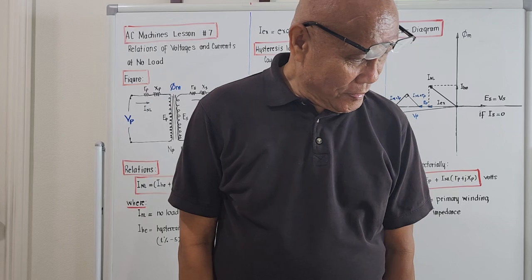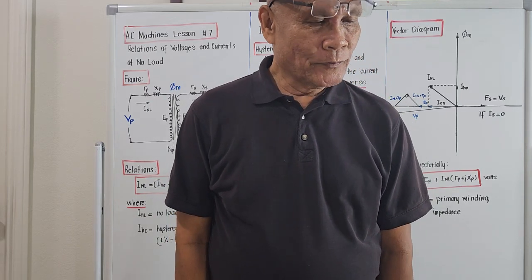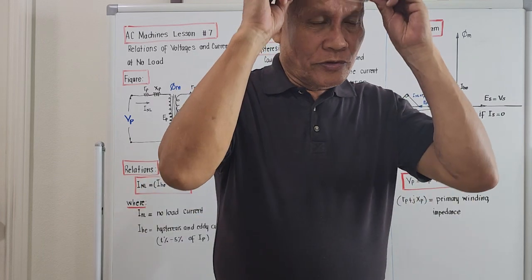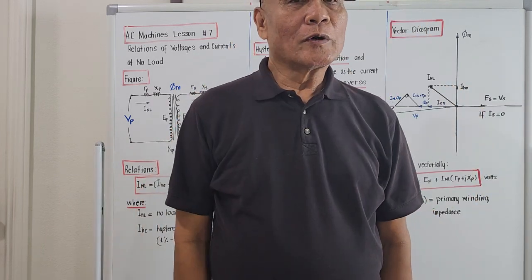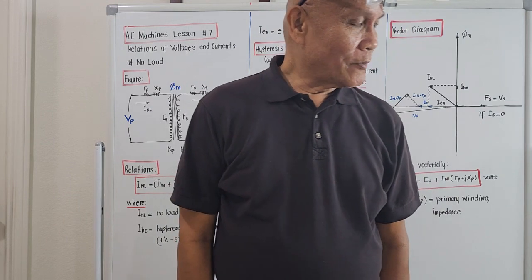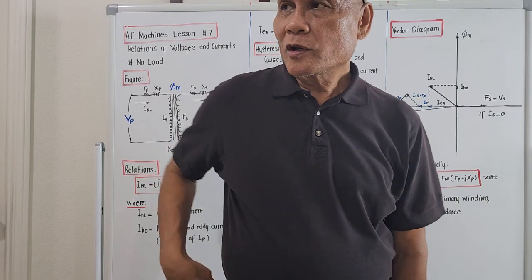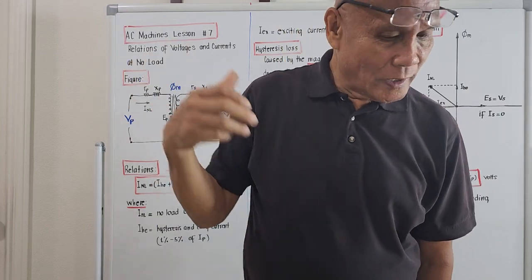Okay, my subject matter for this session will be alternating current machines, and we are now on lesson number 7. So for those of you who are following my channel on AC machines, this will now be lesson number 7. Okay, let's proceed.